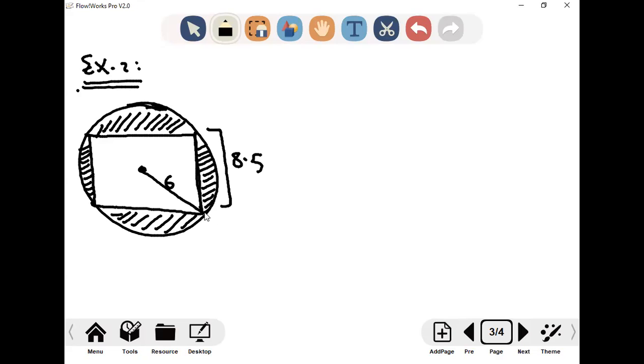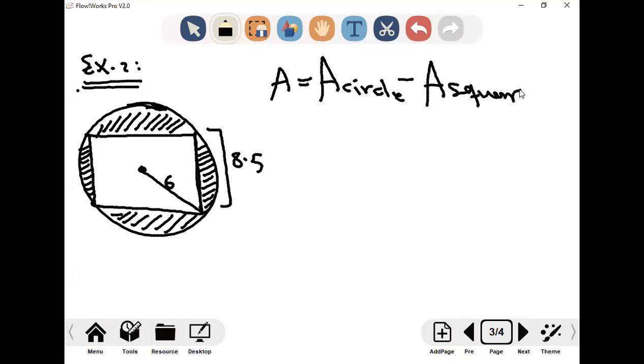So what I will do, I will find the whole area, then I will cut the square by subtracting the area of the square. Okay? Done? So the wanted area equals a circle minus a what? Square. The wanted area equals pi r power 2, the area of the circle, minus the area of the square.